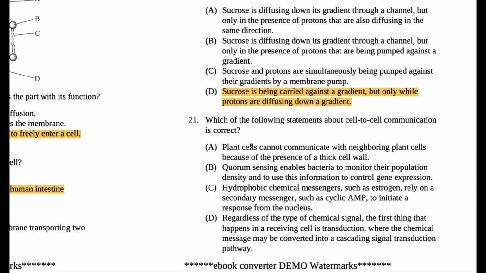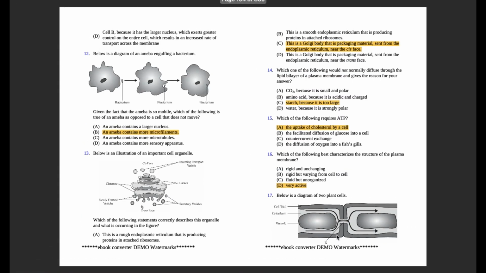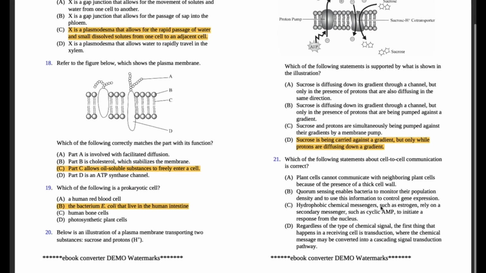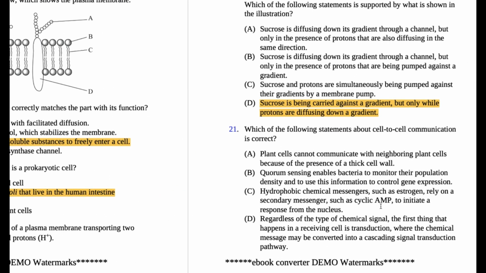Plant cells cannot communicate with neighboring plant cells because of the presence of a thick cell wall, which is incorrect because they have these two here, right? That's a plasmodesma. Quorum sensing enables bacteria to monitor the population's density and to use this information to control gene expression, which is true. But don't worry if you don't know about this, you can always eliminate C and D in order to arrive at the answer. And let's take a look at C and D.